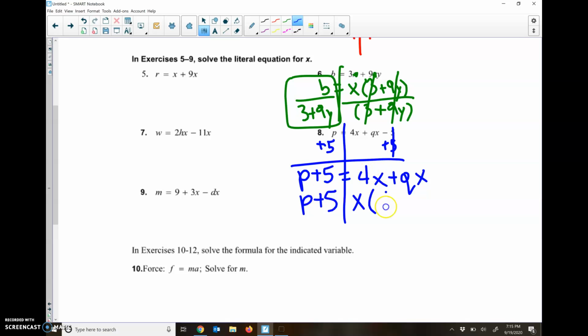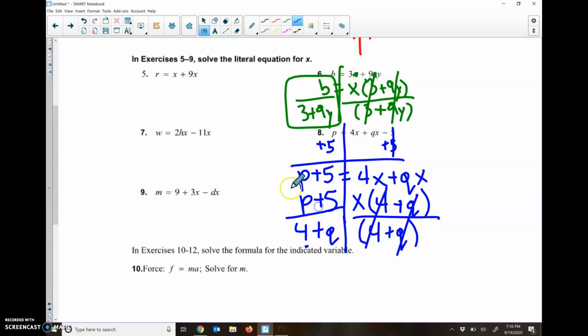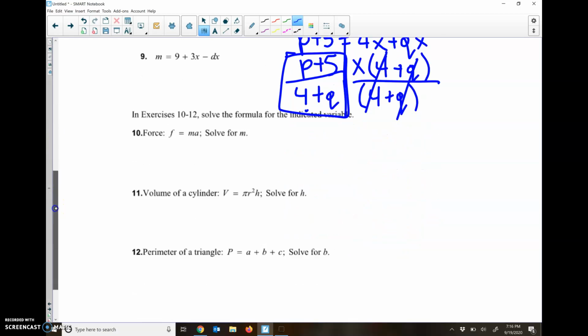If I pull an x out of 4x, I'm just left with 4. If I pull an x from qx, I'm just left with q. And again, since it's x times, I'm going to divide both sides by the parentheses. 4 divided by 4 cancels, q divided by q cancels. So I divide the other side by 4 plus q. So I'm left with p plus 5 over 4 plus q.